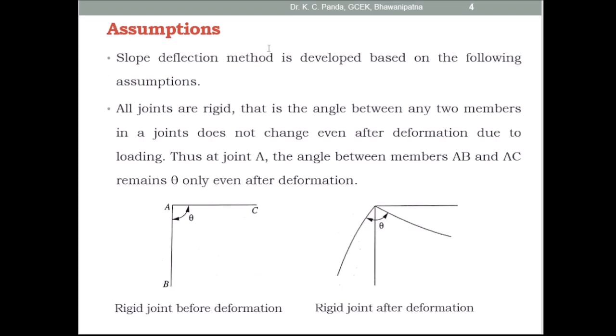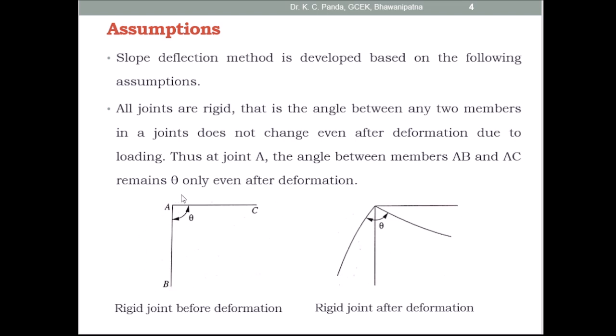Then coming to the assumptions used for the development of the slope deflection method. All joints are rigid, that is, the angle between any two members in a joint does not change even after deformation due to loading. Thus at joint A, the angle between the members AB and AC remains theta even after deformation.